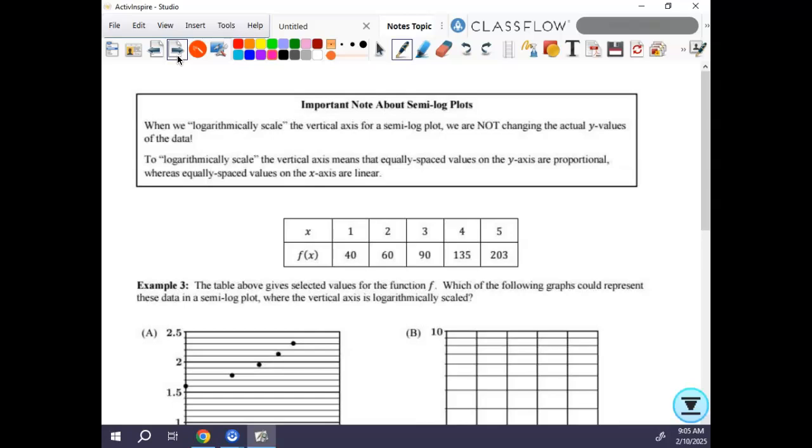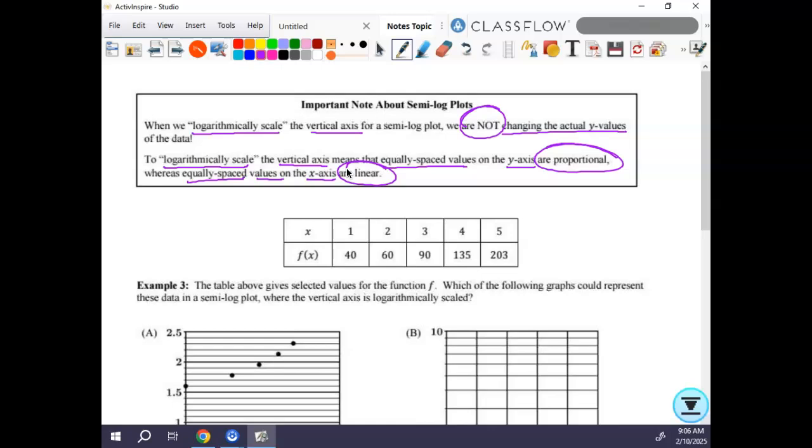All right, so an important note here. When we logarithmically scale the vertical axis, we are not changing the actual y values. Okay, the y values stay the same. To logarithmically scale the vertical axis means that equally spaced values on the y-axis are proportional, whereas equally spaced values on the x-axis are linear. Basically saying that your x-axis is like your x-axis has always been, your y-axis gets multiplied instead of adding so much every time.